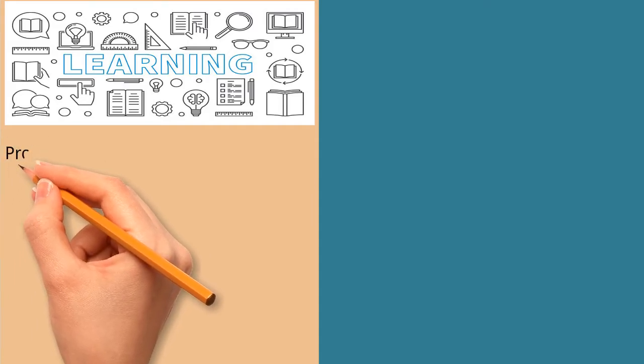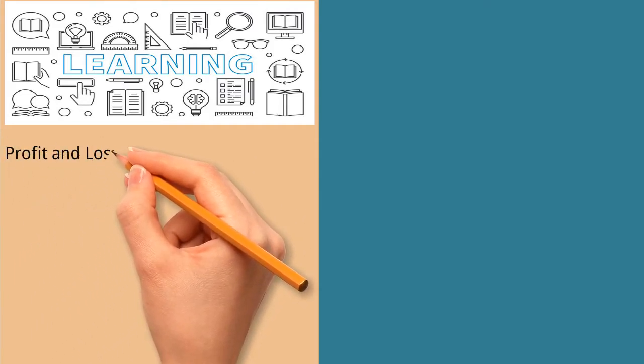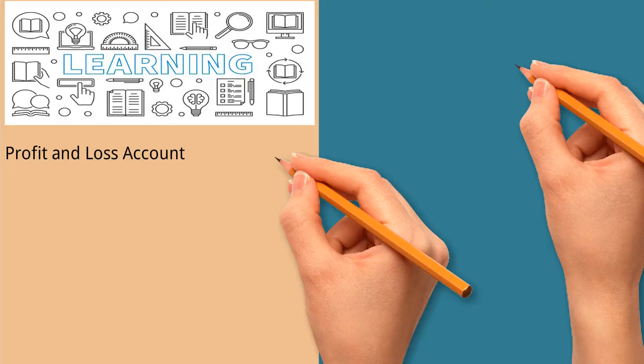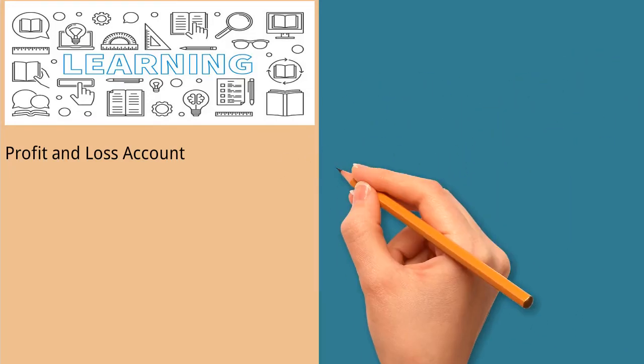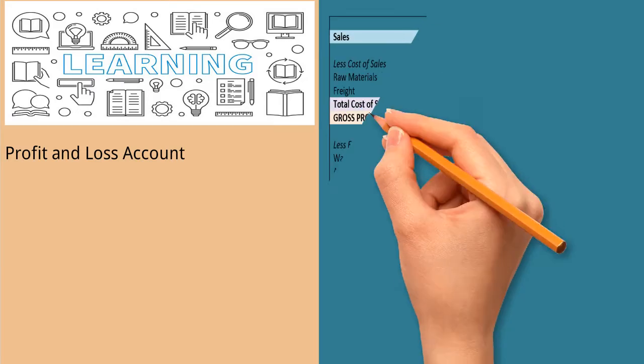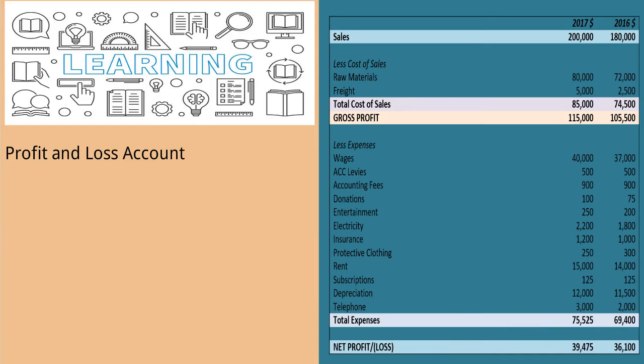So if we start with the profit and loss account, we can see the example here whereby you've got your total sales, and then in order to get your gross profit you take away your total cost of the sales, or your cost of goods. So you have your sales minus your cost of goods or cost of sales, which gives you your gross profit. In the example we've got between 2016 and 2017, we can see an increase in the gross profit.